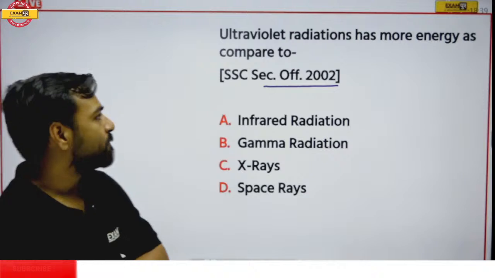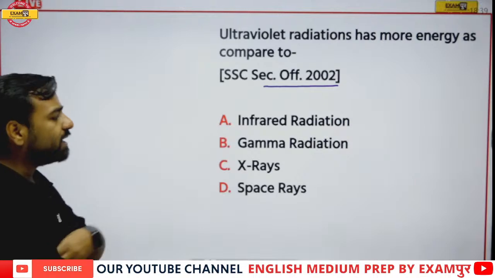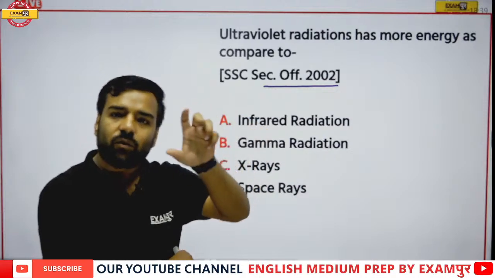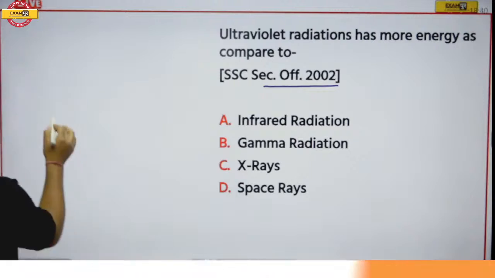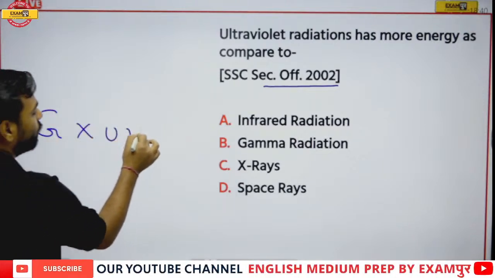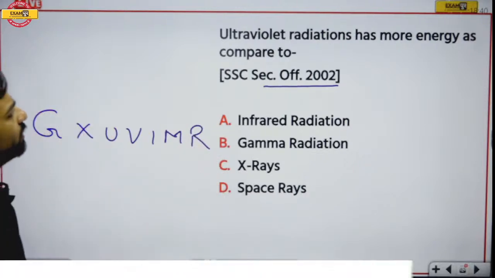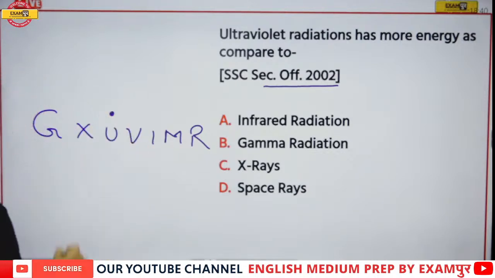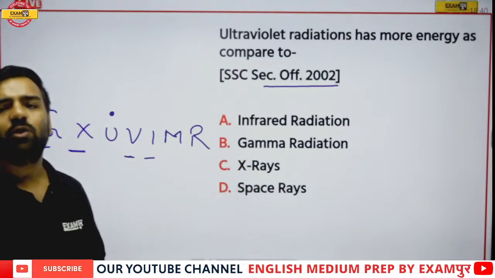So yes, if I talk about the ultraviolet radiations, they have more energy in comparison to what? Now what happens? As soon as we see these types of questions, we try to skip them. But trust me, these are very simple. What we have to do is just remember that sequence order. We were discussing GXUVIMR. Now try to relate it. We are asked about more energy in comparison to ultraviolet. This is ultraviolet. Now we have gamma, we have X-ray, we have visible ray over here, infrared ray over here. So if I try to compare, what is going to be the answer?